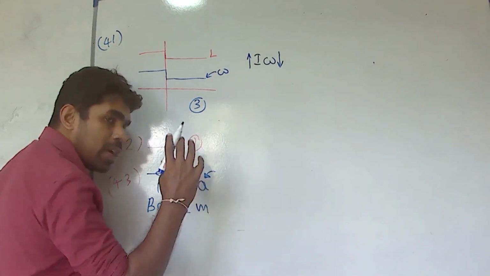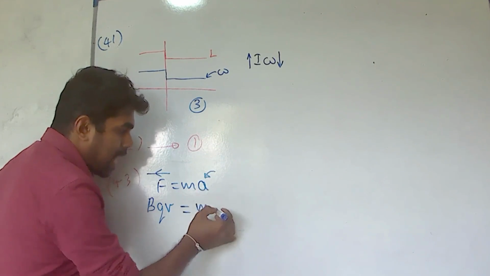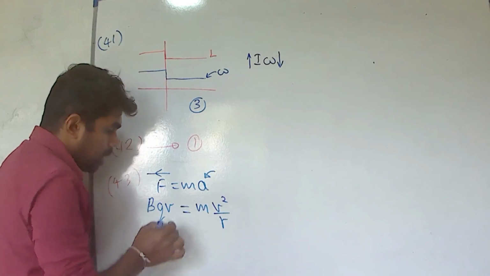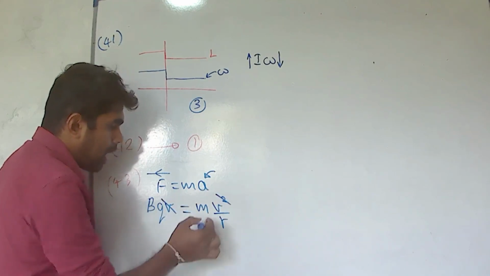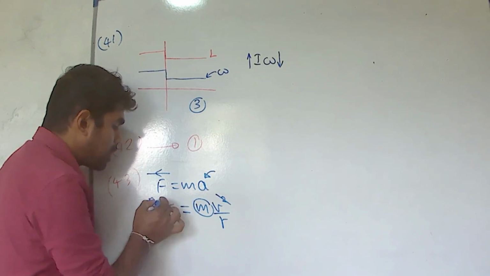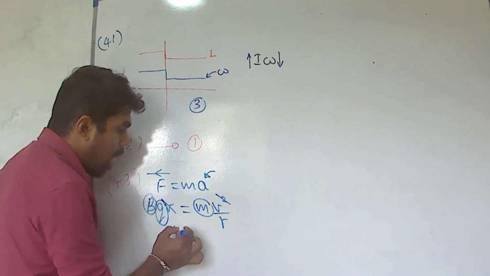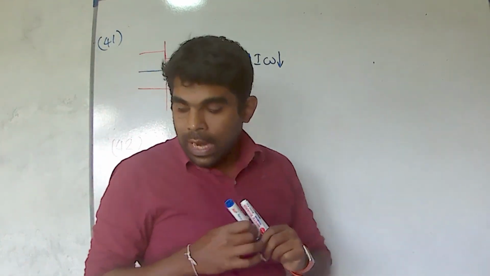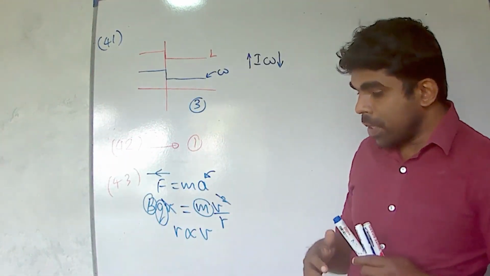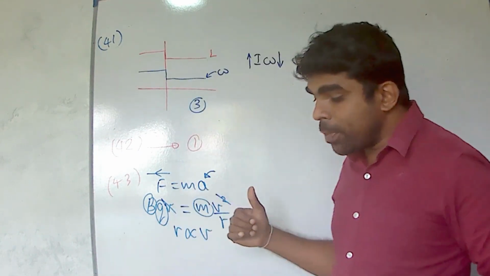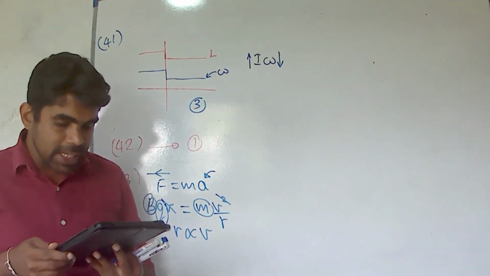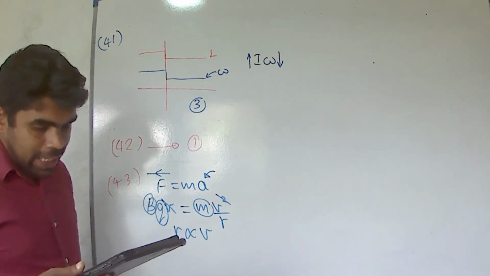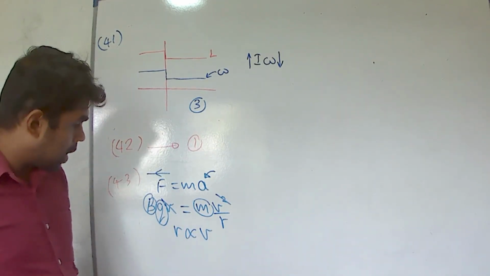M is the mass of the air mass. Centripetal acceleration is v squared over R. Then we can cancel out one V term, and the other terms are constant. Then we get R directly proportional to velocity. Now they have given that at 80 kilometers radius, the velocity is 150. We have to find the velocity at 40 kilometers.